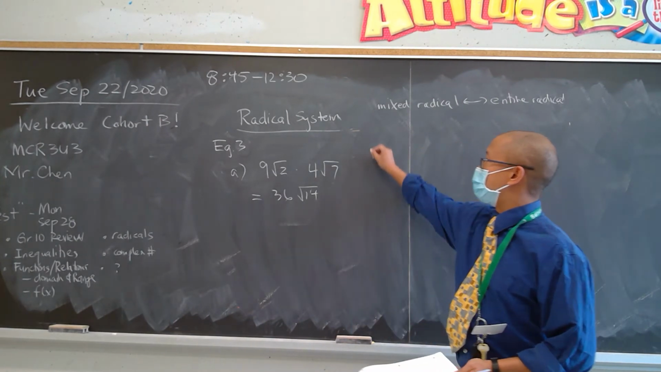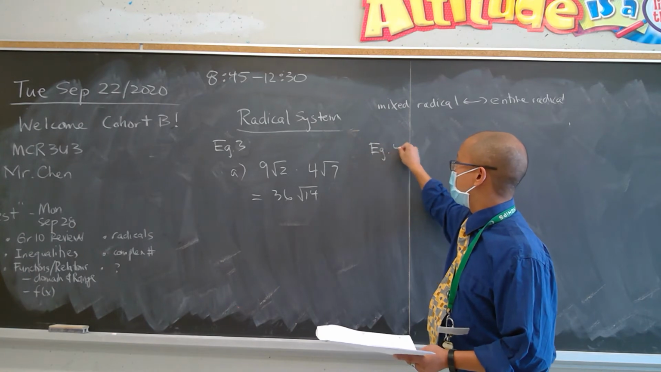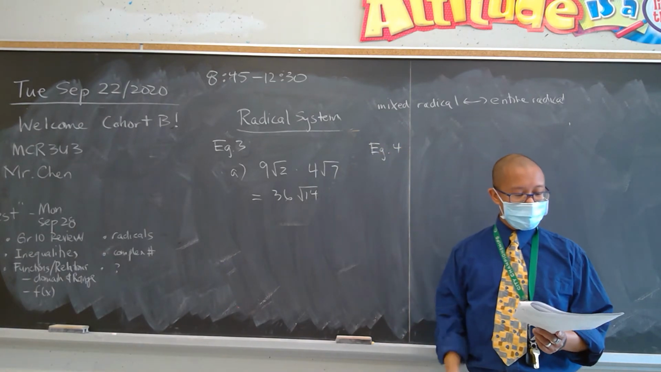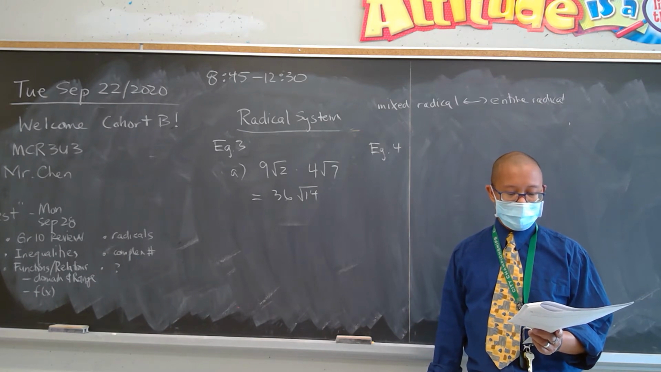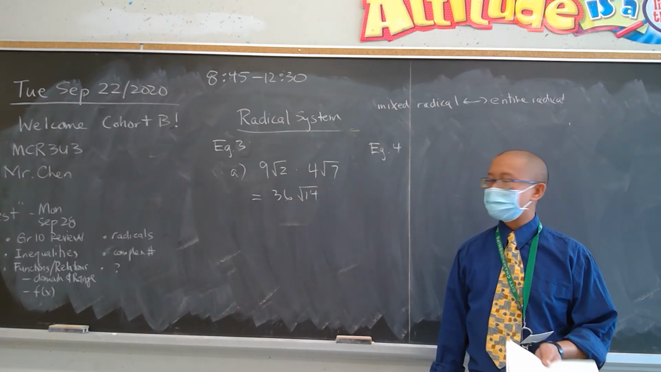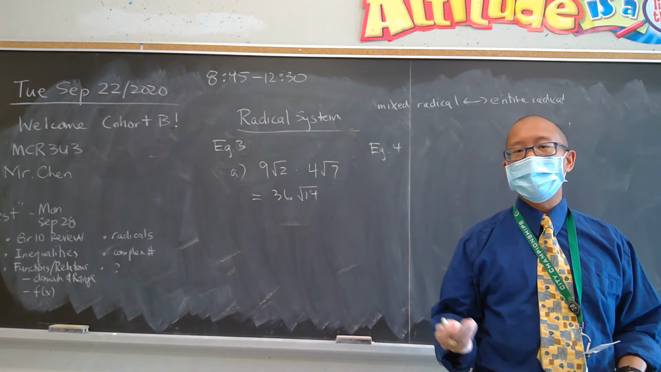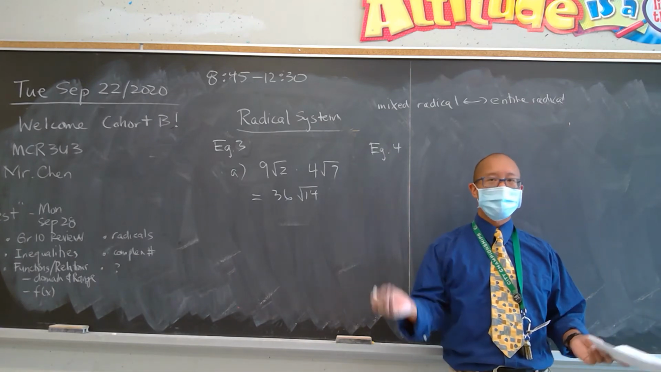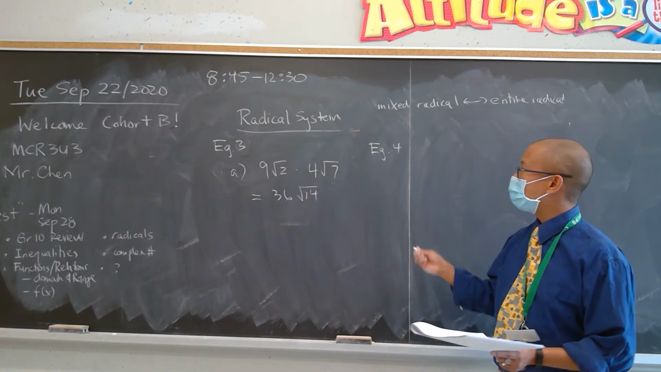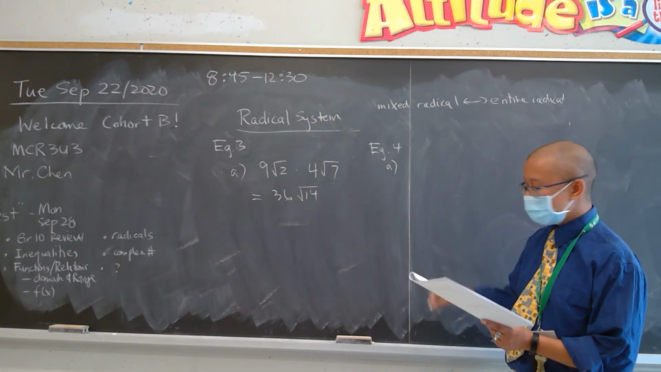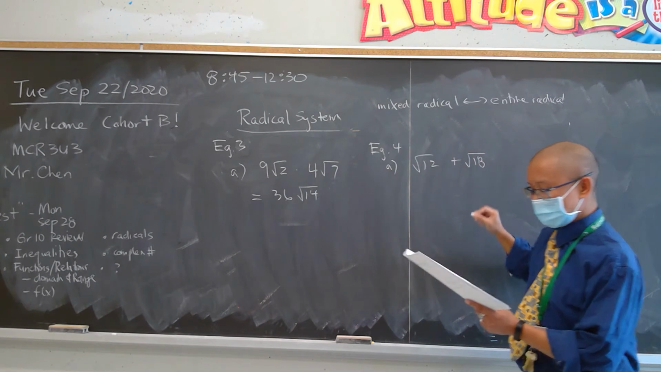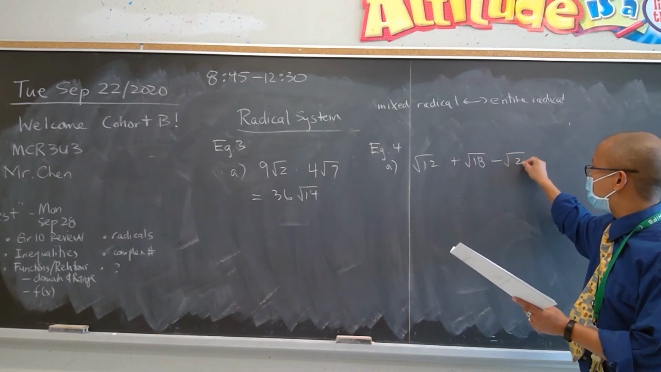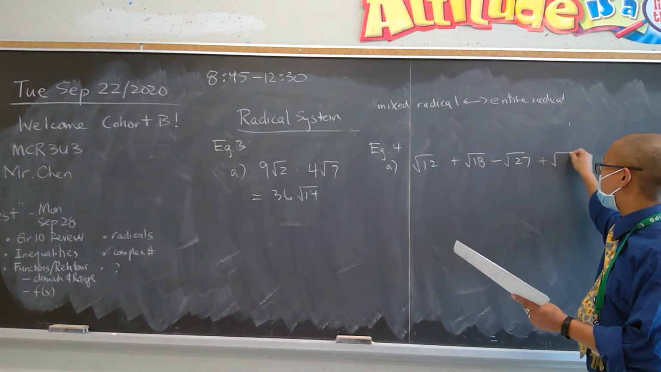So we're now at example 4. And notice in the handout, and I'll read this to you, to simplify radical expressions, express radicals in simplest radical form and add or subtract like radicals. So this is again why we had to practice with algebra, just to make sure you know how to collect like terms. Let's do the first example together. We have root 12 plus root 18 minus root 27 plus root 8.